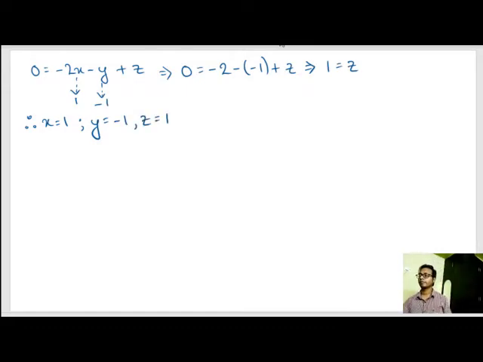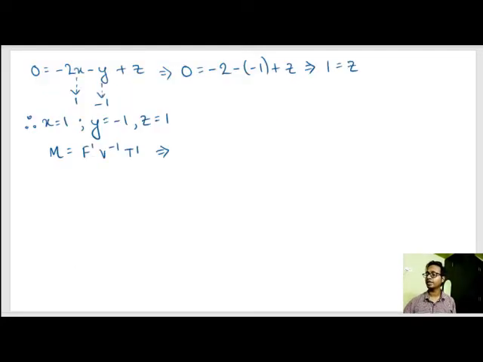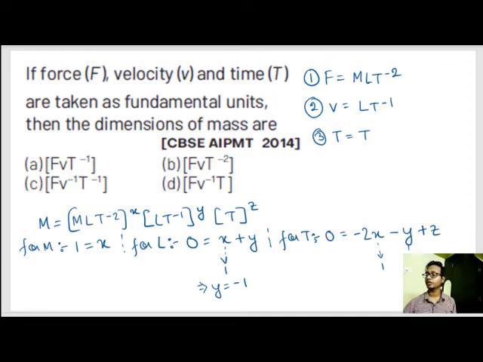So mass is equal to force to the power 1 into velocity to the power minus 1 into time to the power 1. Okay, so our correct option is option number D. F v to the power minus 1 t. Our correct option is option number D.